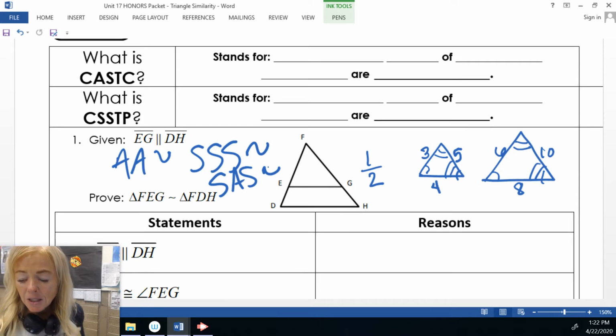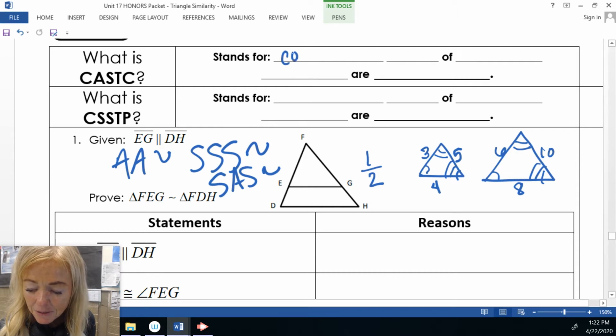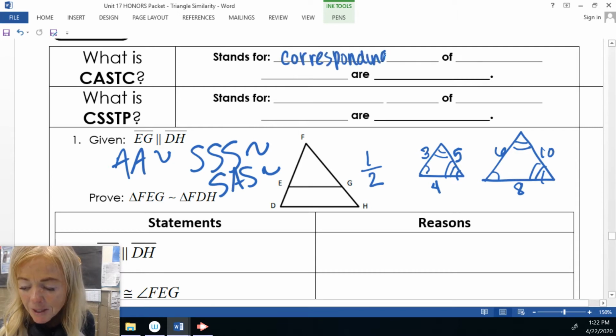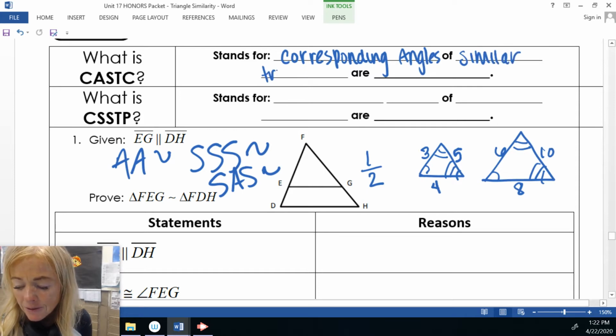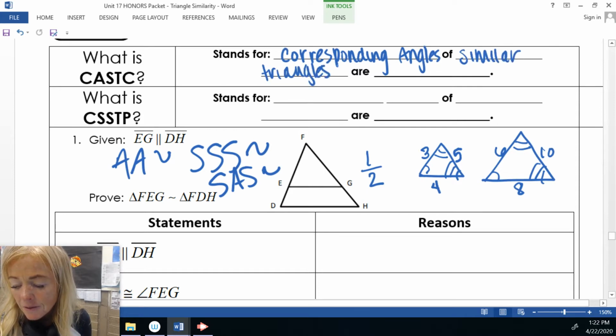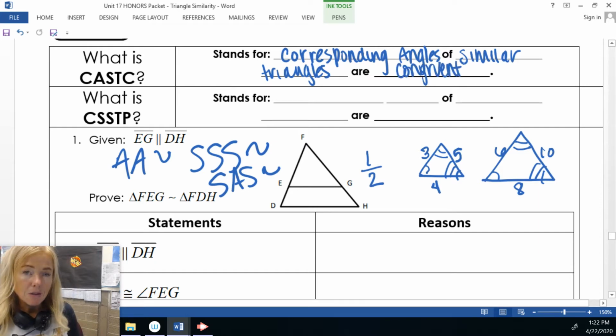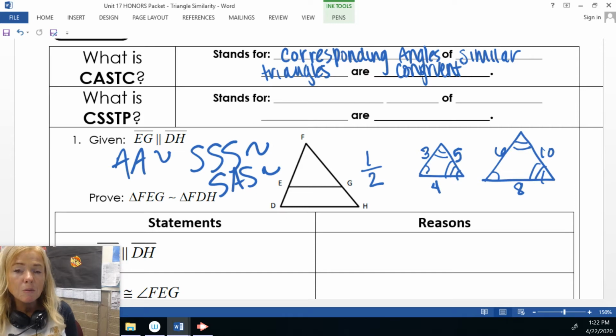CASTC stands for corresponding angles of similar triangles are congruent. I don't know why it's moving down today. It's been driving me crazy all morning. So if I know that triangles are similar, then for sure their corresponding angles will be congruent.